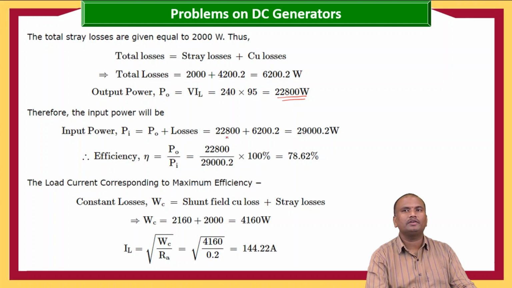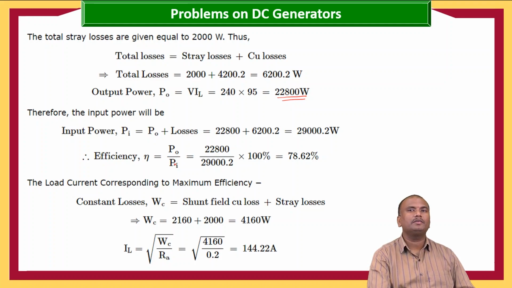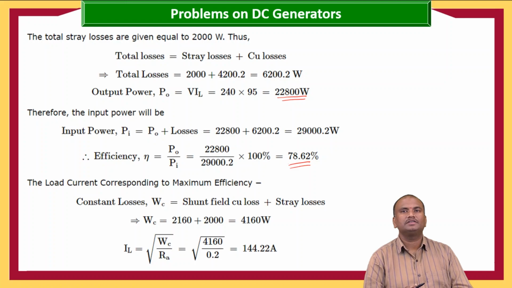Therefore the input power PI is equal to P0 plus losses, which is equal to 22,800 plus 6,200.2, which is equal to 29,000.2 watts, where efficiency is equal to P0 by PI, which is equal to 22,800 by 29,000.2 into 100, that is equal to 78.62 percent. So here the efficiency we got is 78.62 percent with this particular load.